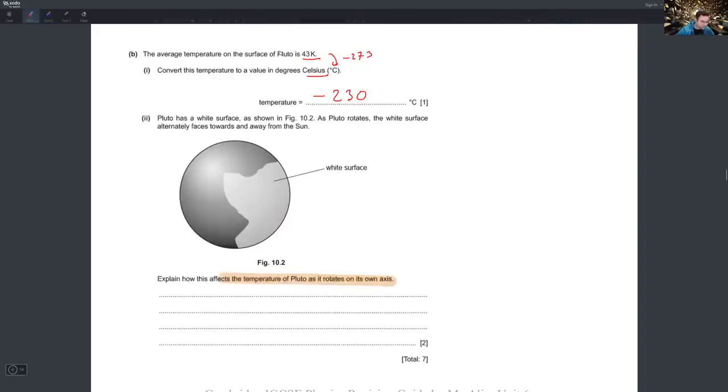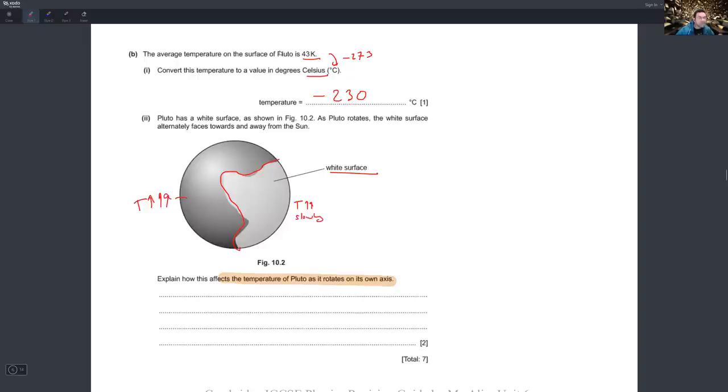Let's just talk about the white compared to the black. So let's talk about the white. White is a bad emitter and absorber, or you can say it's a good reflector of infrared waves, right? So if it's a bad absorber and emitter, will it heat up slowly or quickly during the day?